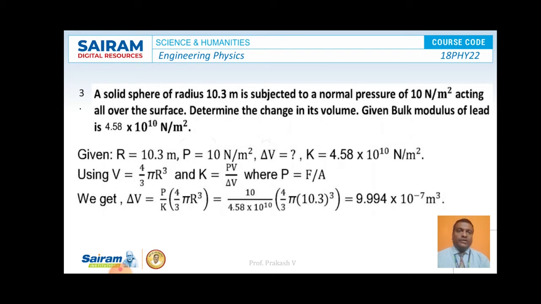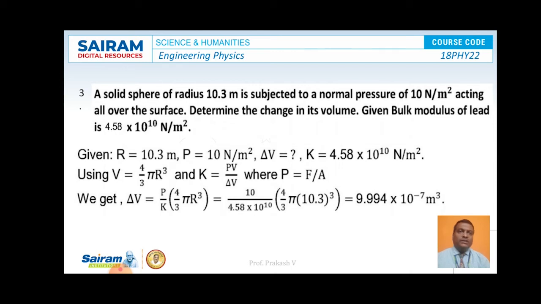So here the value of R, that is the radius of the solid sphere, is 10.3 meter, and then pressure is 10 Newton per meter square, and the value of K, that is the bulk modulus, is 4.58 into 10 to the power of 10 Newton per meter square. So using the formula, the volume V is equal to 4 by 3 pi r cube and K is equal to P into V by delta V, where P is nothing but force per area.